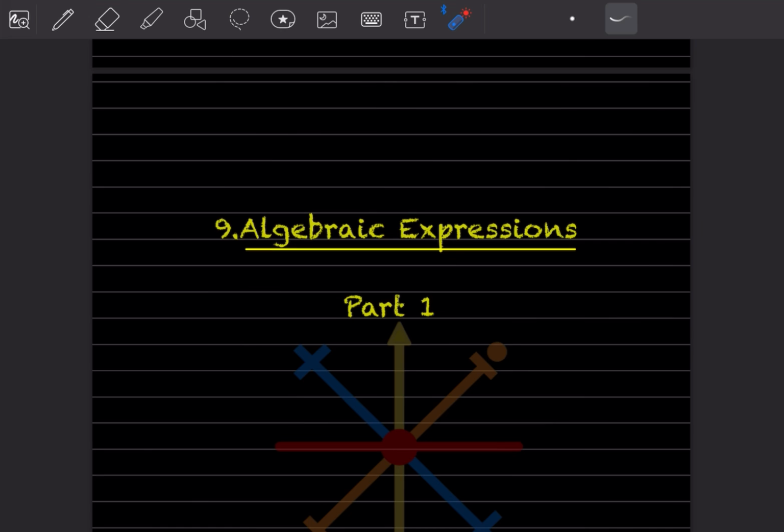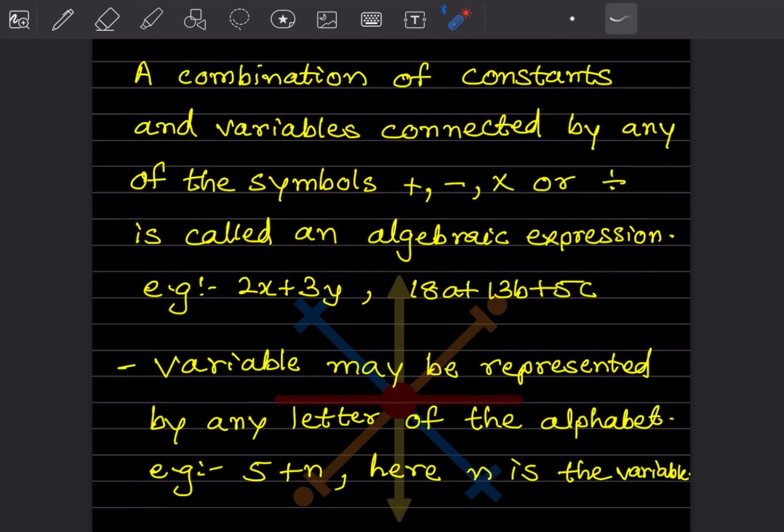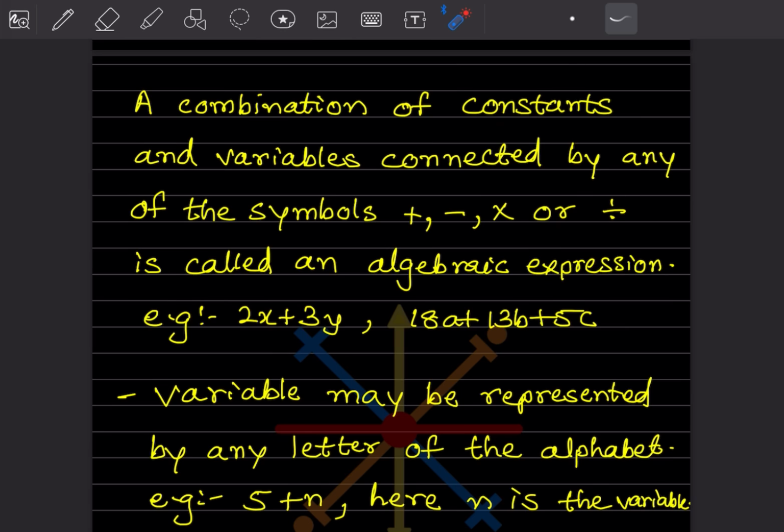So today we are going to do the new topic that is called algebraic expressions. Now let us see part 1 of it. First, let us see a brief introduction about it.